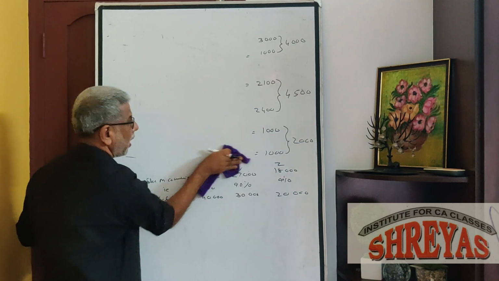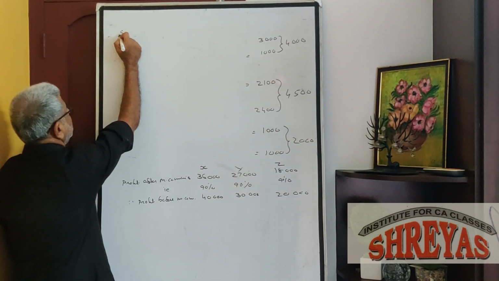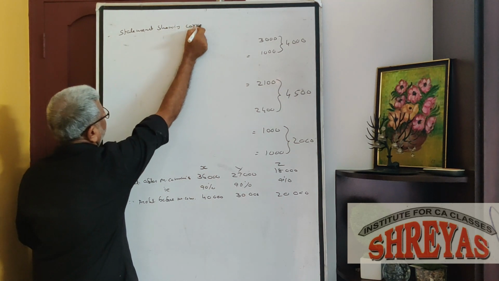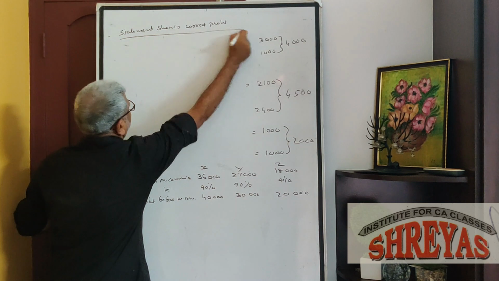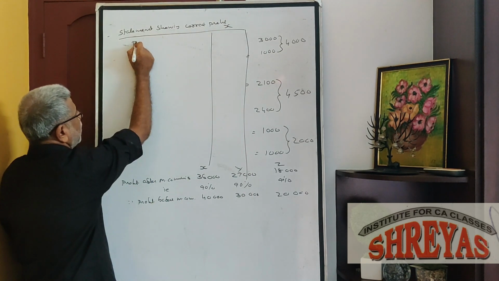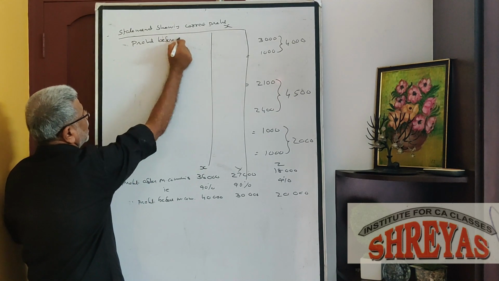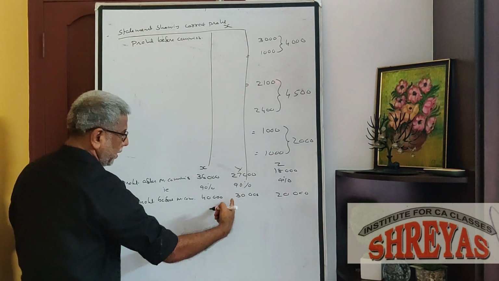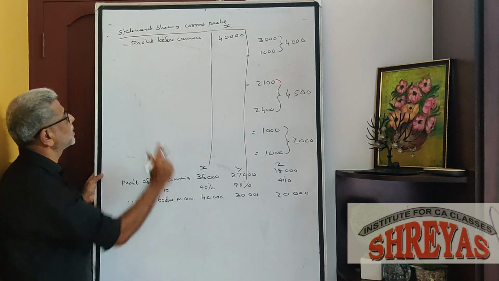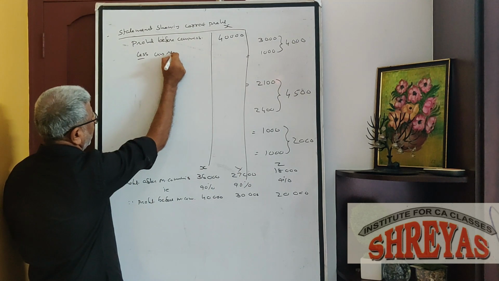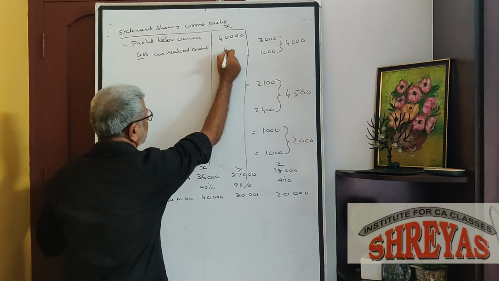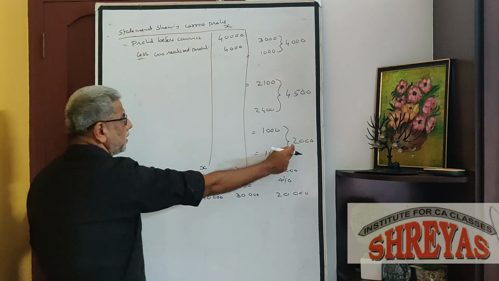Then we can calculate the actual profit. Statement showing correct profit. ഞാൻ ഡിപ്പാർട്ട്മെന്റ് എക്സിന്റെ മാത്രമേ ഇവിടെ വർക്ക്ഔട്ട് ചെയ്യുന്നുള്ളൂ. ഈ എക്സ് ഡിപ്പാർട്ട്മെന്റിന്റെ പോലെ തന്നെ വൈ സെഡ് ചെയ്യുക. പ്രോഫിറ്റ് ബിഫോർ കമ്മീഷൻ. How much? 40,000. Y എഴുതുമ്പോൾ 30,000. Z ന്റെ എഴുതുമ്പോൾ 20,000. Less unrealized profit: X 4,000, Y 4,500, Z 2,000.